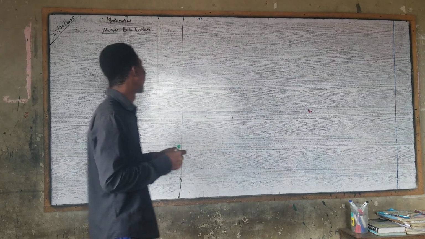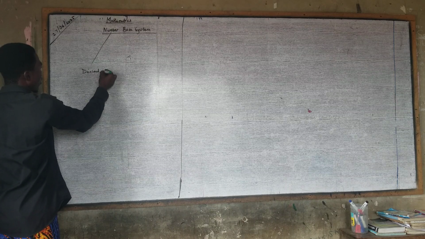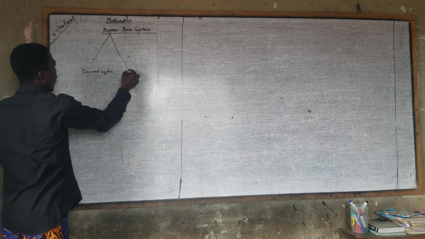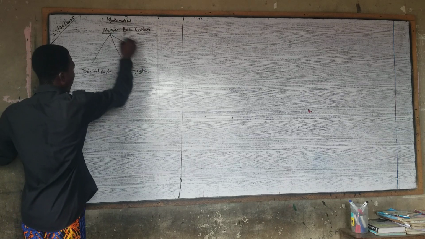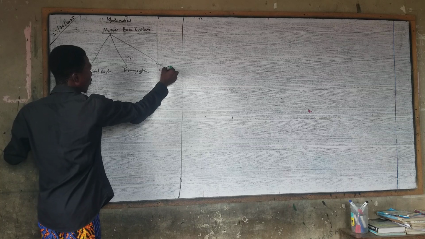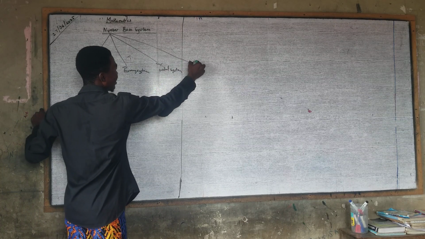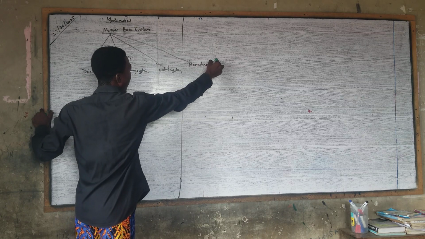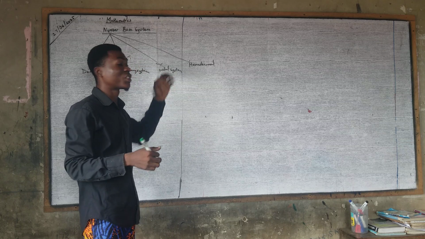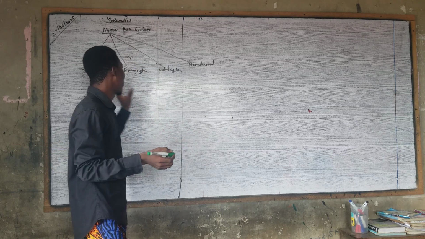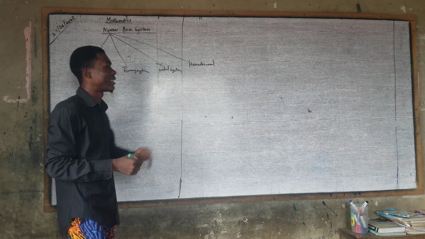Number one, the decimal system. The binary system, the octal system, and the last one is the hexadecimal. In the number-based system, we have all those kinds of systems. We have the trinary system, we have the quaternary system. But right now, we'll be dealing with the decimal system, the binary system, the octal system, and the hexadecimal system.